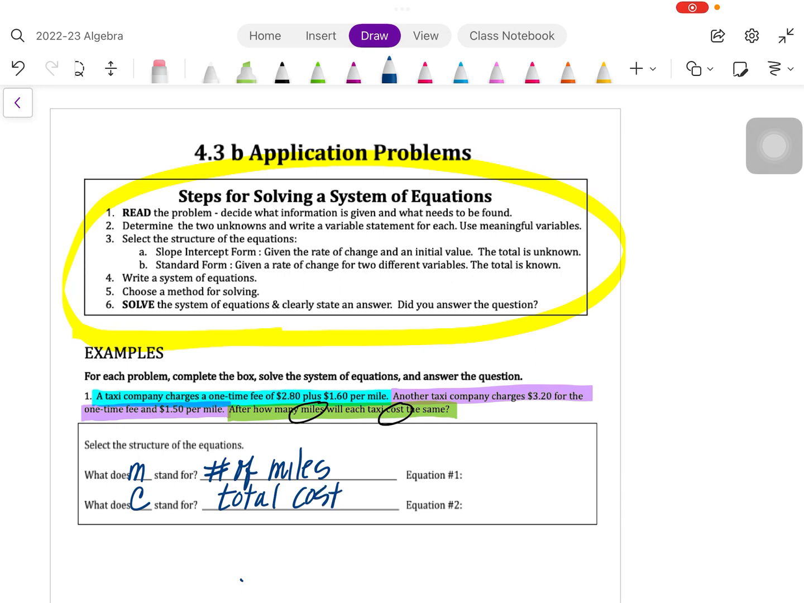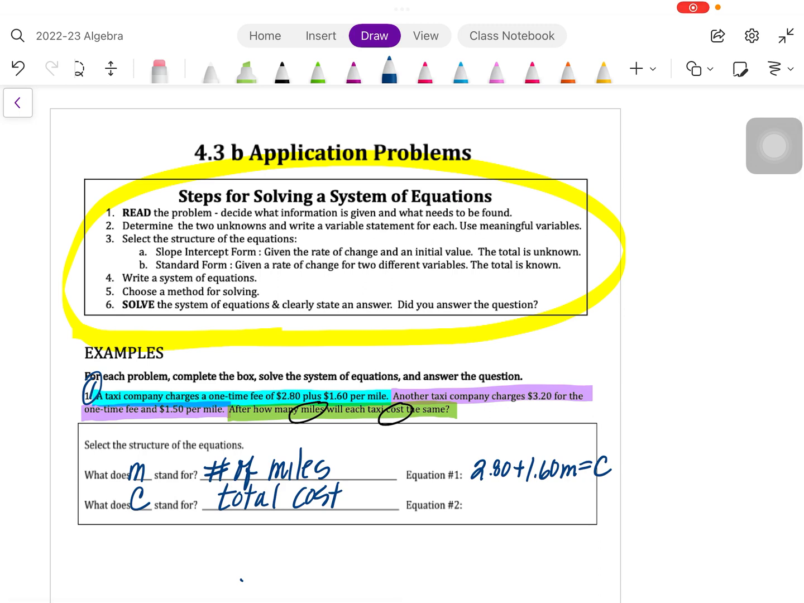Okay, and then I'm going to set up my two equations. The equations are going to come from each taxi company. So taxi company number one charges a one-time fee of $2.80 plus $1.60 per mile is the total cost of the first company. You can also start with the capital C for total cost. It doesn't matter, and then write it in slope-intercept form.